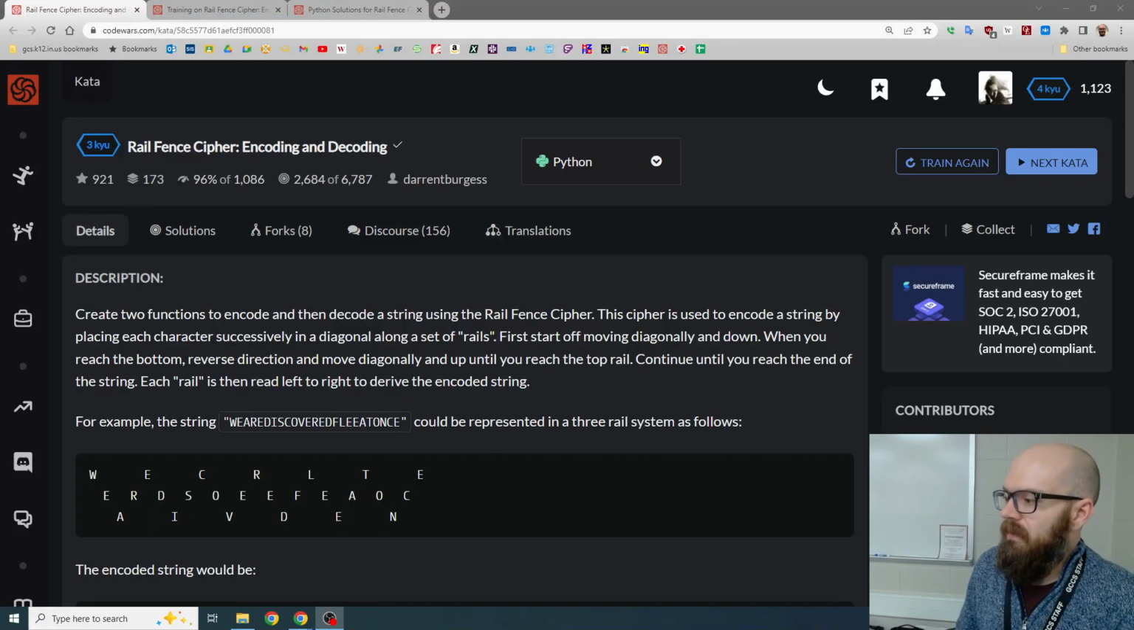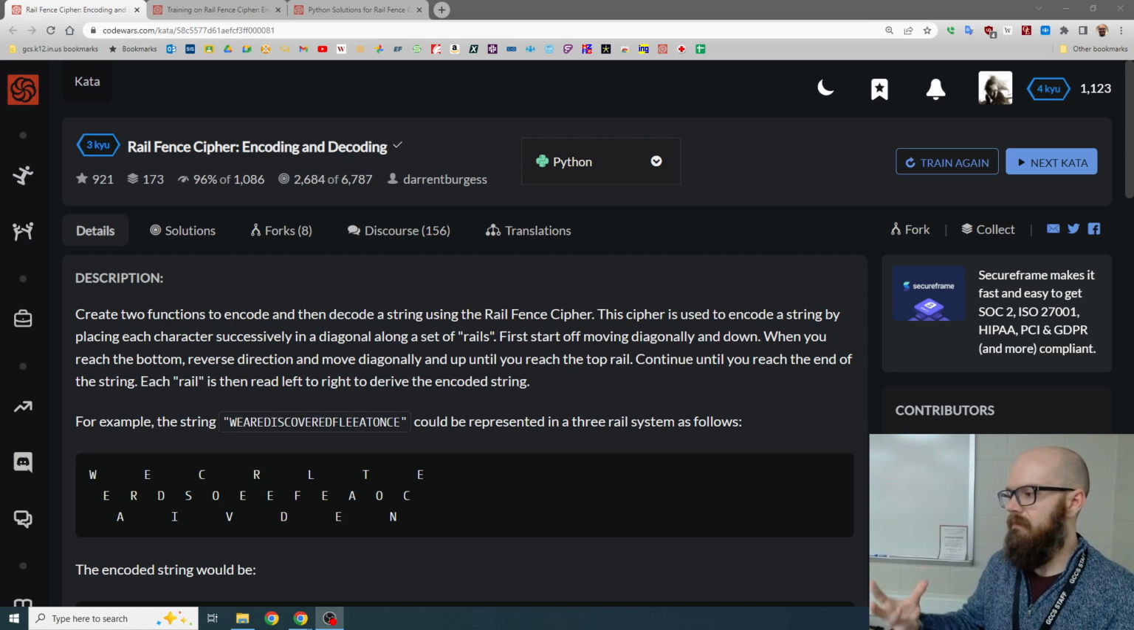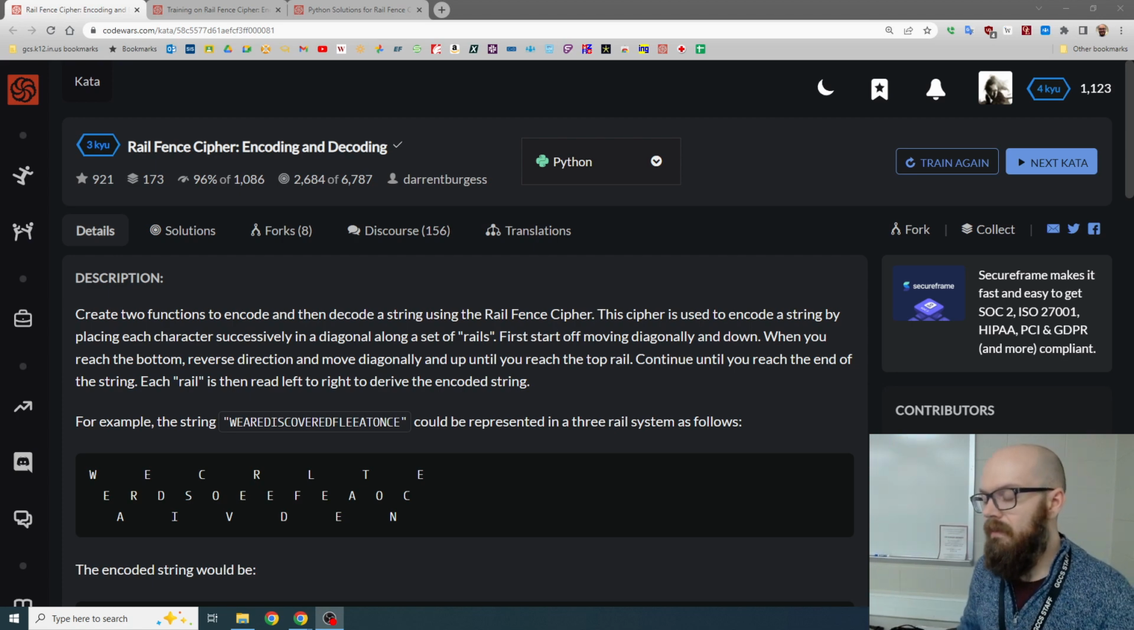What's up, guys? Let's take a look at another CodeWars exercise. This one's called Rail Fence Cipher, which is not made up for the problem. It's a classic idea. You take a message and write it diagonally down, up, and then you collect all the letters on the top row.